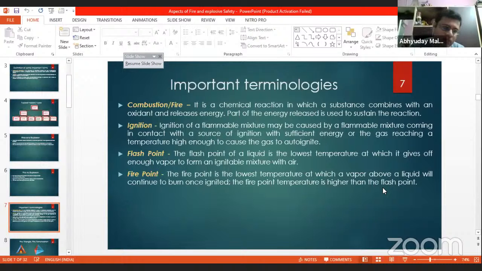Another important term which is similar to flash point is called fire point, and it is a temperature at which a vapor that is given off by a liquid will continue to burn once ignited. That means there will be sustained burning of the vapor from the liquid at this temperature. So the knowledge of flash and fire points for any flammable substance is a must when you are handling these flammable substances in the industry.